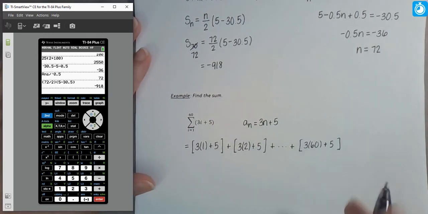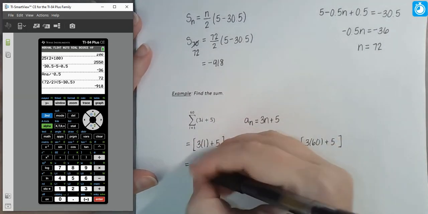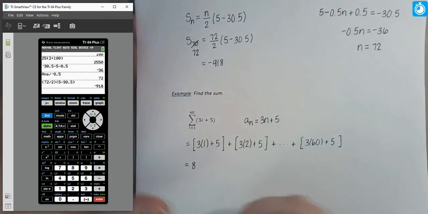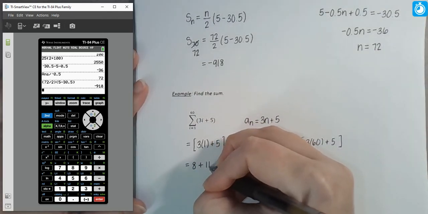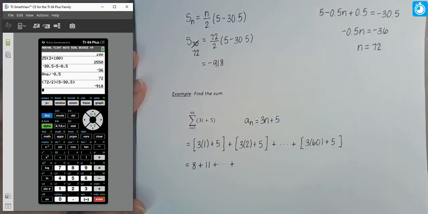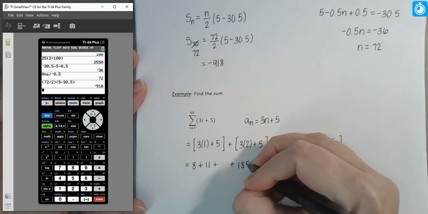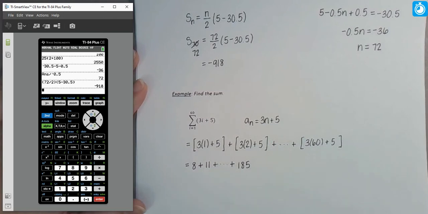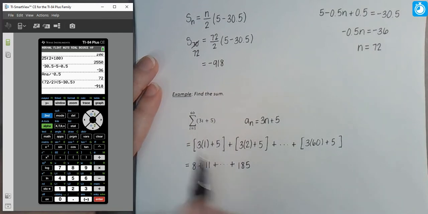Okay, but what does this actually look like? What are we actually adding up? Well, the first value, 3 times 1 plus 5, would be 8. And then 3 times 2 plus 5, that would be 6 plus 5, which is 11. So on and so forth until we get to 3 times 60, which is 180, plus 5, which is 185. So we're adding up this particular sum. Well, based on writing it in this expanded form, we know exactly what we need to know in order to find this partial sum.